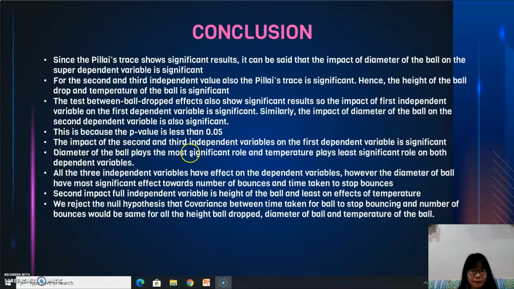The diameter of the ball plays the most significant role, and the temperature of the ball plays the least significant role on both. All the three independent variables have effects on the dependent variables. However, the diameter of the ball has the most significant effect towards the number of bounces and time taken to stop bouncing. The second most impactful independent variable is the height of the ball and the least effect is temperature. We reject the null hypothesis that covariance between time taken for the ball to stop bouncing and the number of bounces will be the same.